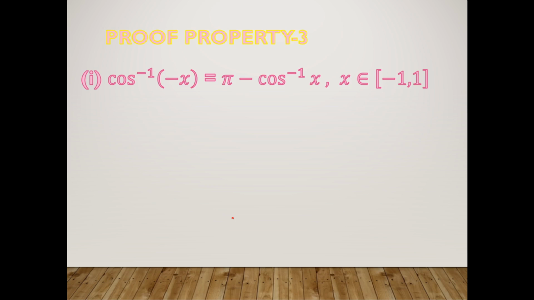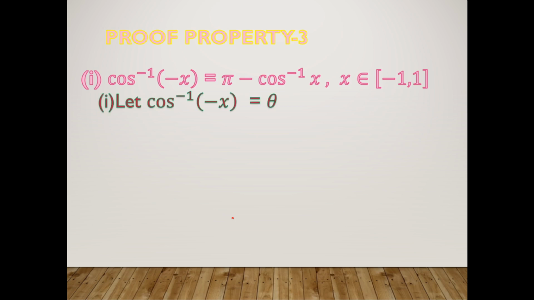now to see the proof of this property, this is the first part: cos inverse minus x is equal to pi minus cos inverse x. Again, the same as here, because all inverse trigonometric functions are angles. So what will we assume?